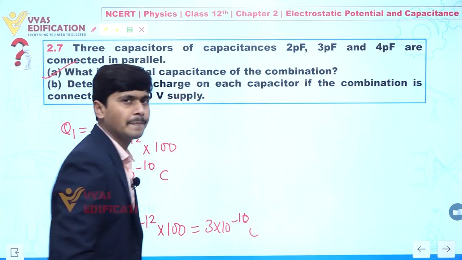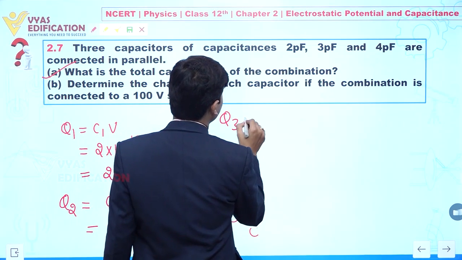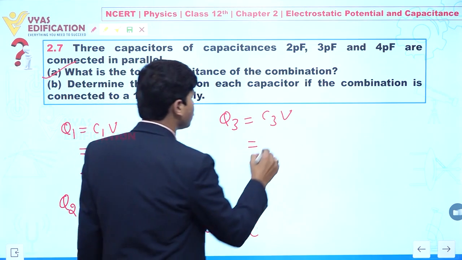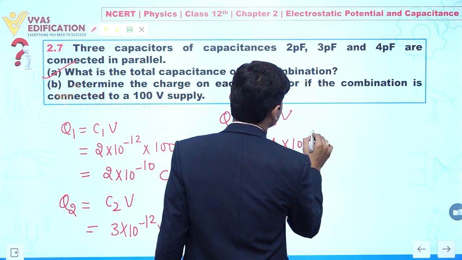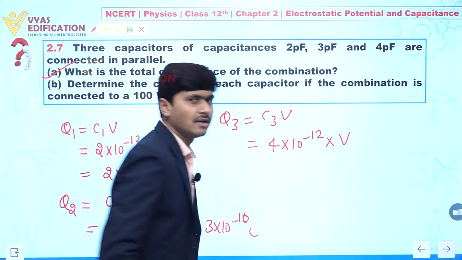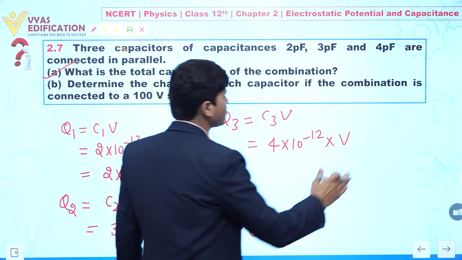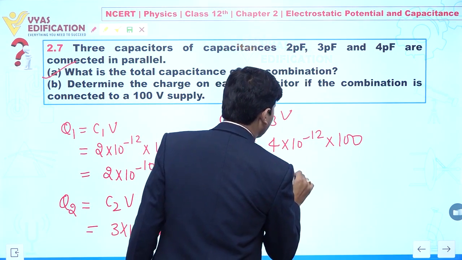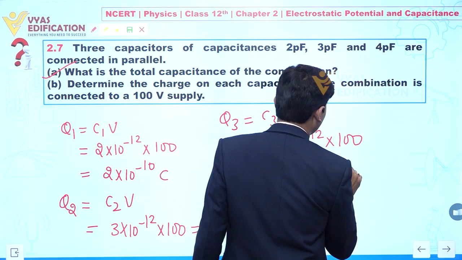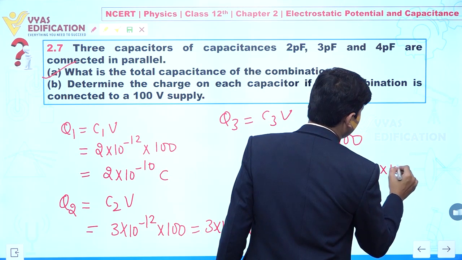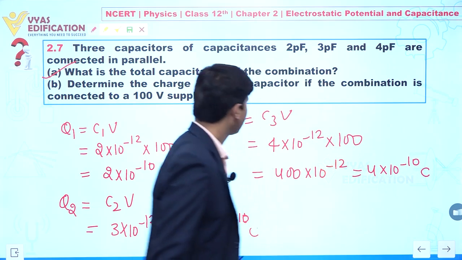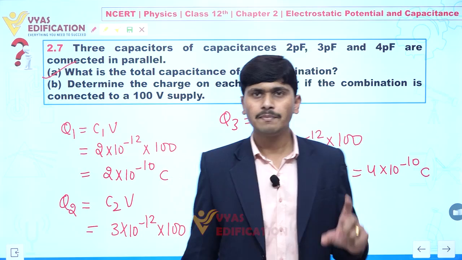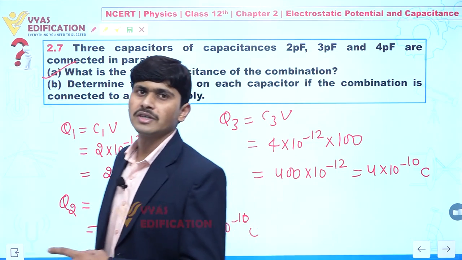Q3 is given by C3 into V. C3 is 4 picofarad, so 4 into 10 to the power minus 12 into V. The V value is given as 100 volt, so we can say this is 100. From here we can say this is 400 into 10 to the power minus 12, or 4 into 10 to the power minus 10 coulomb. Clear to you? So like this we can calculate the total charge present on a parallel plate capacitor, Q1, Q2 and Q3. Clear to everyone?